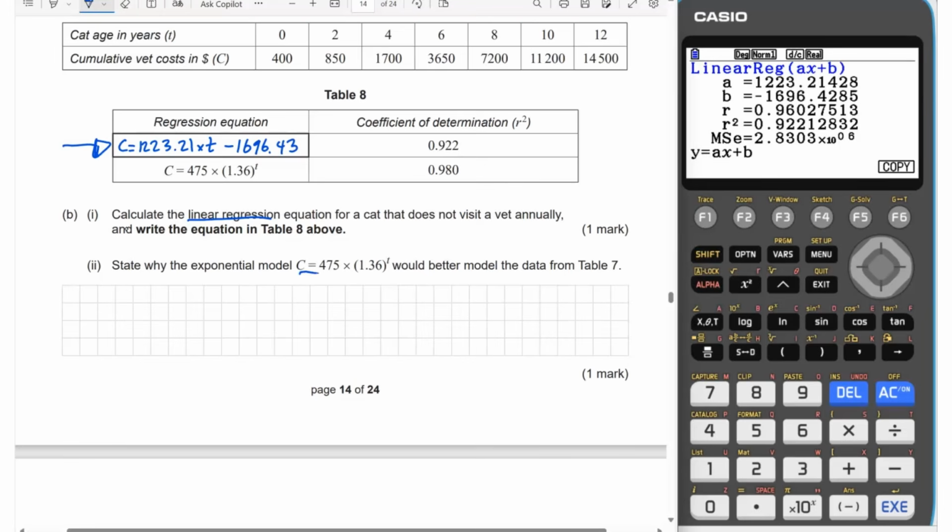So why is the exponential model greater, which is also the second one on the table? Well, there's not much for us to go on. It's only 1 mark. What we do have, though, is these coefficients of determination, and you can see here that the exponential is higher. So it's just a matter of saying that we have a higher coefficient of determination. You could have said a higher R square value.